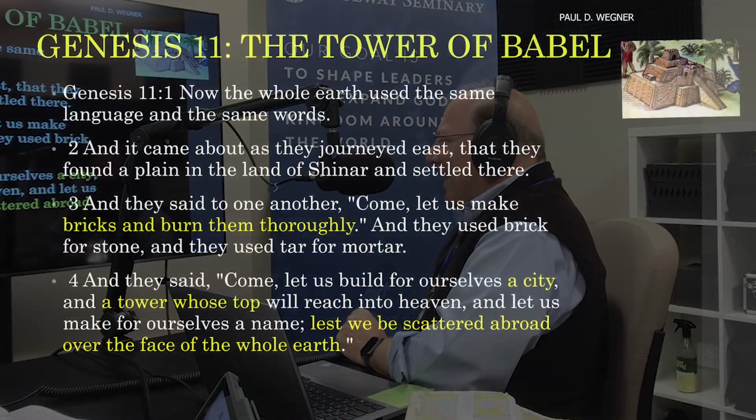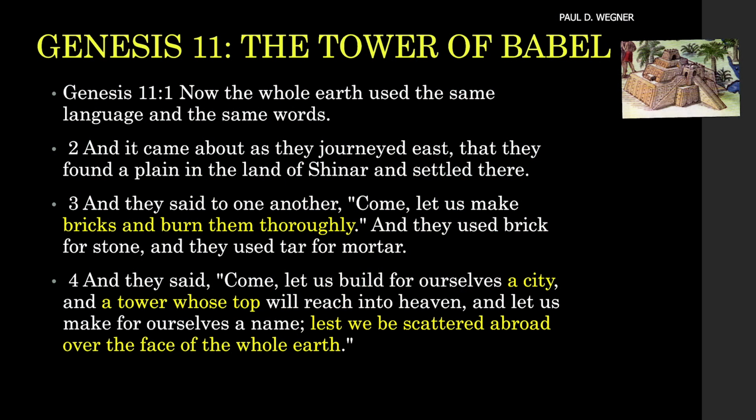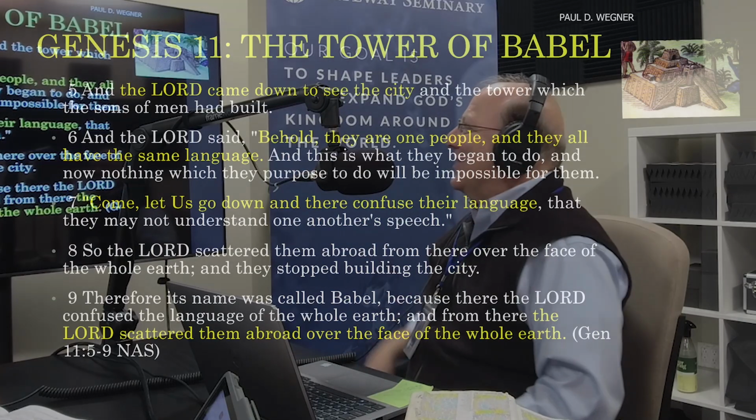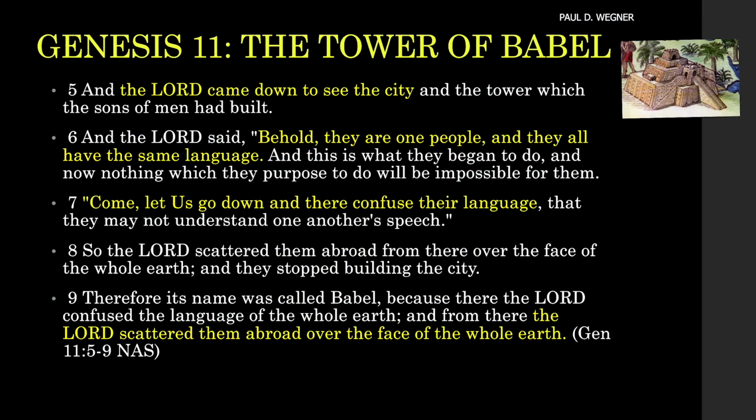So verse 4. "And they said, 'Come, let us build for ourselves a city and a tower whose top will reach into heaven. And let us make for ourselves a name, lest we be scattered abroad over the face of the whole earth.'" That's interesting. Little setup right there. We need a name or else we're going to be scattered. Yep. And let me read just a little more. "And the Lord came down to see this city." And remember, we talked about that almost being like a joke. Right. Because they wanted to make a tower so big.